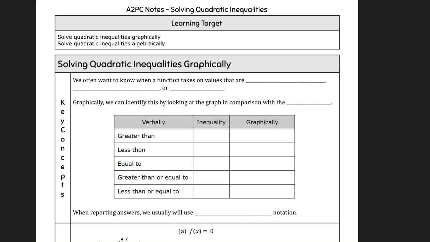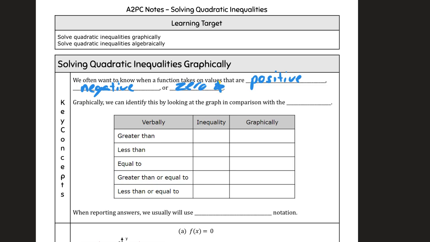Okay, so solving quadratic inequalities, we're going to look at graphically first. We want to know when a function takes on values that are positive, negative, or equal to 0. So where are they positive, where are they negative, where are they equal to 0? And in particular, at 0, the places where you're changing from positive to negative. If anything, that's probably the most important.